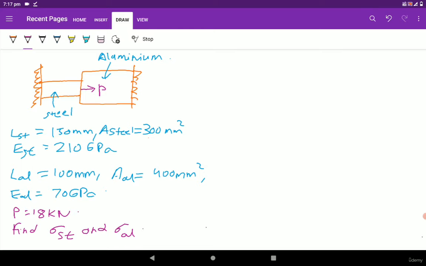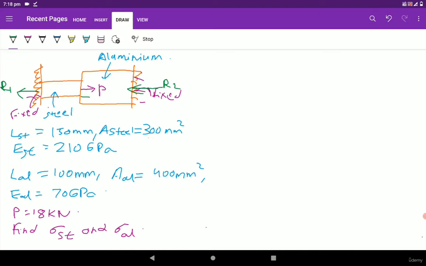You can see here that both the ends are fixed, so we have to calculate the support reactions first. Since the force is in this direction, the reaction will be in this direction. Suppose this reaction is R2, and to oppose this load P, the reaction will be in this direction, and consider this reaction as R1.